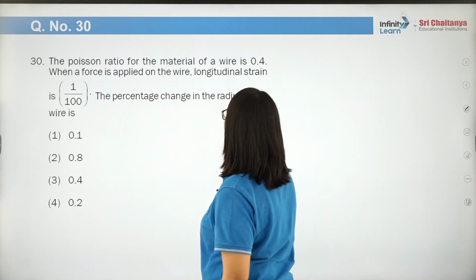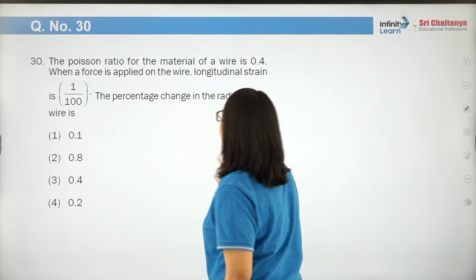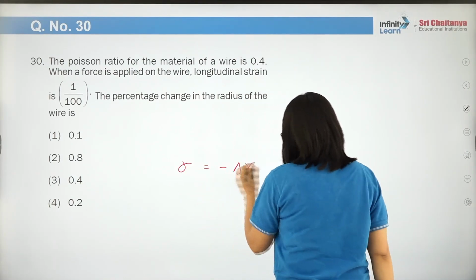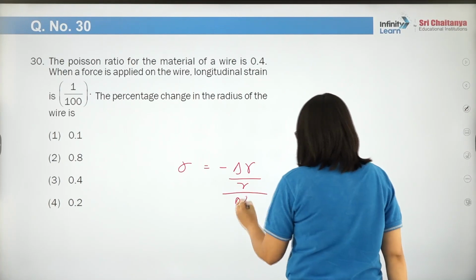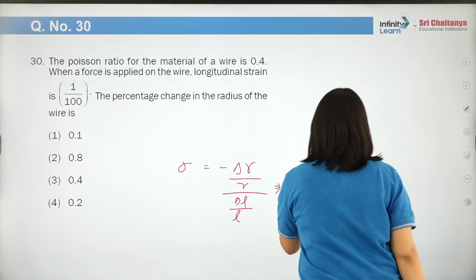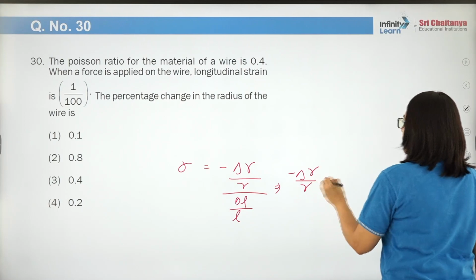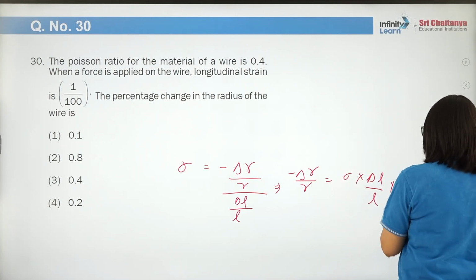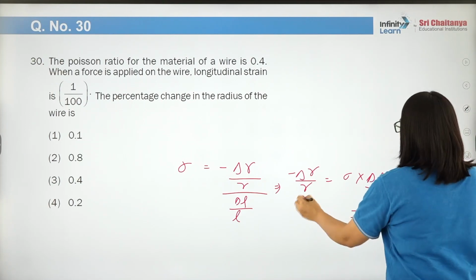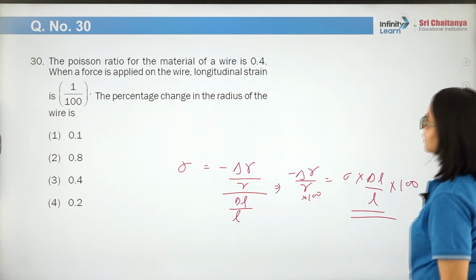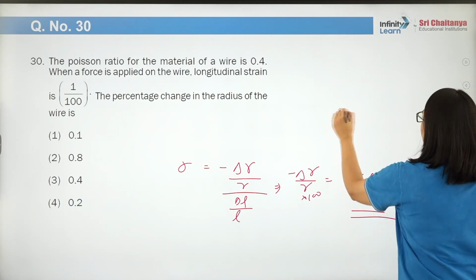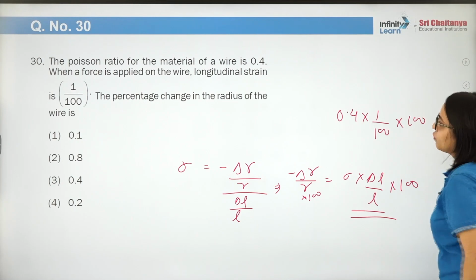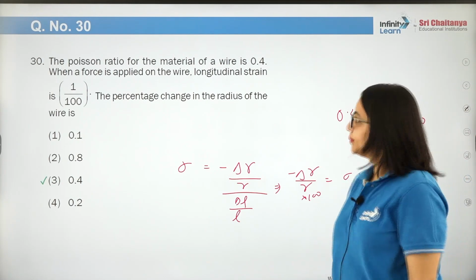When the force is applied to the wire, the strain is this. The percentage change in the radius of the wire is. So Poisson's ratio is minus (delta R divided by R) divided by (delta L divided by L). So minus delta R divided by R is sigma into delta L divided by L, and if you multiply it by 100, you will get percentage change, right? So this will be 0.4 into 1 by 100 into 100, so it is 0.4%, which is option 3.